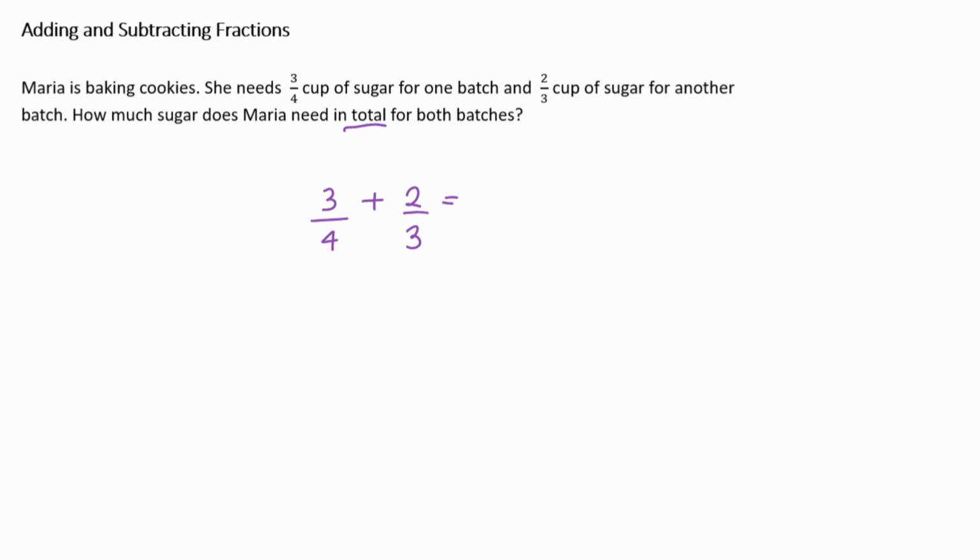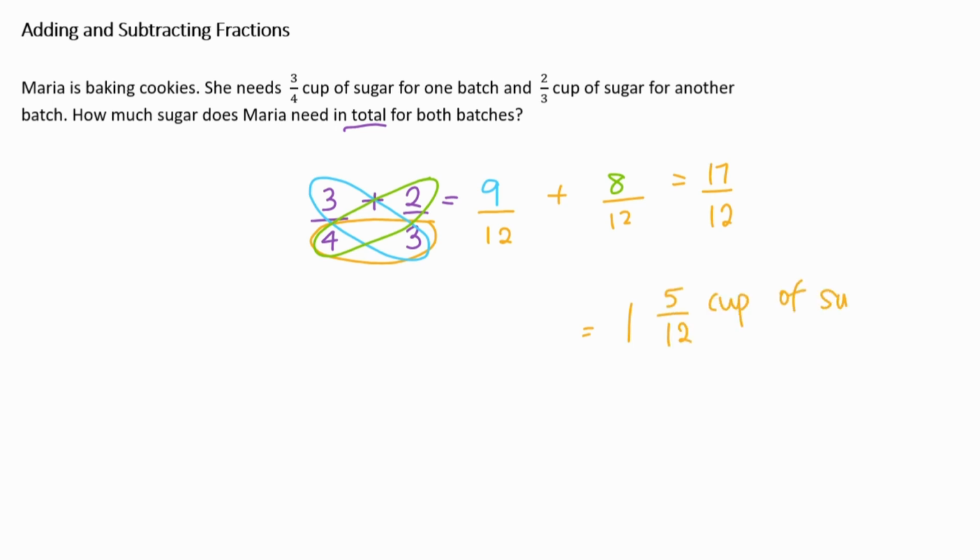So in order to do this, we can first multiply the denominators by each other, which gives us 12 as the common denominator. To get the first numerator, we do 3 times 3, which is 9. And to get the second numerator, we do 2 times 4, which is 8. 9 plus 8 gives us 17, and the denominator stays 12. Now this is a top-heavy fraction, so in order to write it as a mixed number, we can write it as 1 and 5/12 cups of sugar, and that is our final answer.